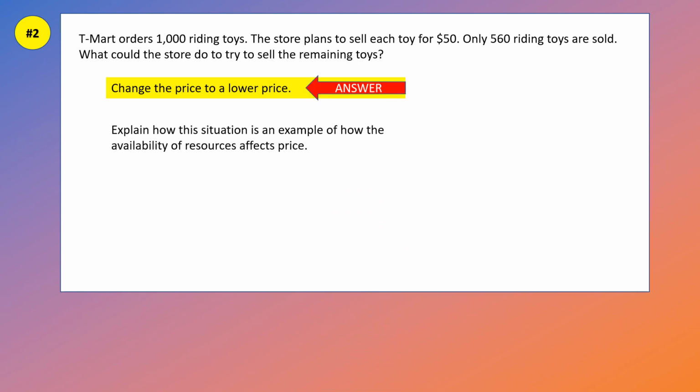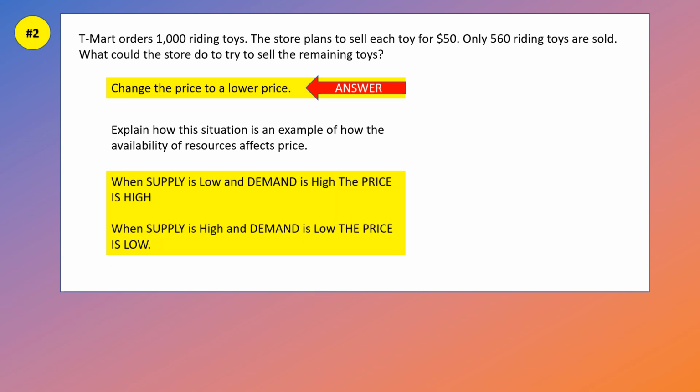Now, it also asks you to explain how this situation is an example of how the availability of resources affects the price. So here's the explanation for that. When supply, which means the resources, when the supply is low, okay, and the demand is high, the price is high. Now, that's just like Jordans, all right? They don't make a lot of Jordans, so the supply is low, resources are low. But a lot of people want them. The demand is high. So that's why a pair of Jordans costs so much.